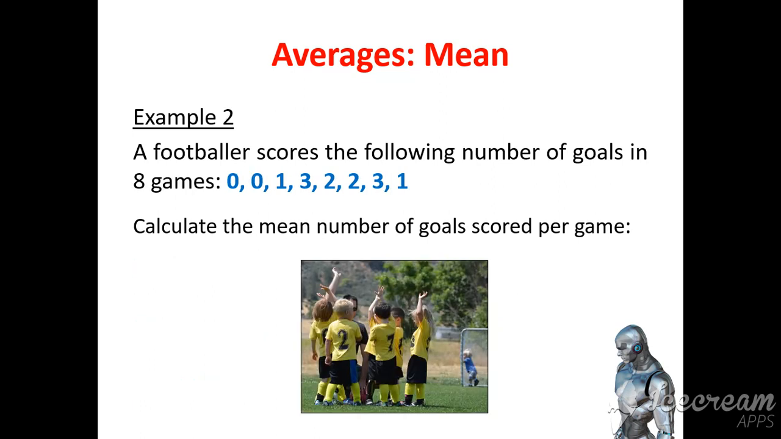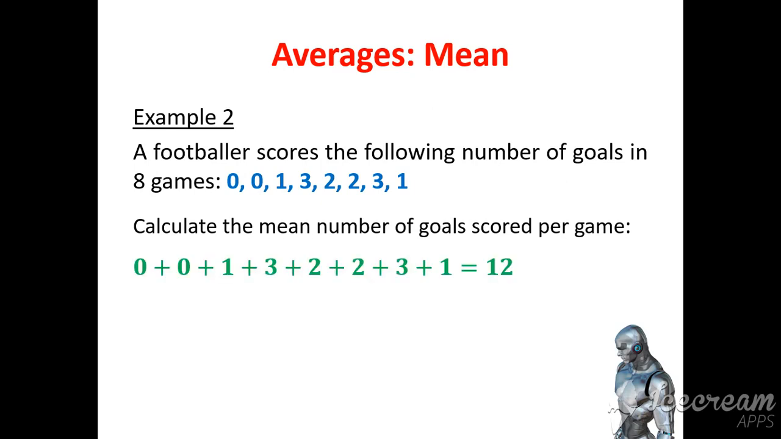Right, example 2. A footballer scores the following number of goals in 8 games. 0, 0, 1, 3, 2, 2, 3, and 1. So we're going to calculate the mean number of goals scored per game. Now remember, the mean is we add up all the numbers. And that adds up, including the zeros, that adds up to 12.